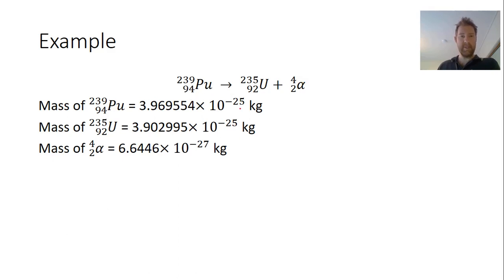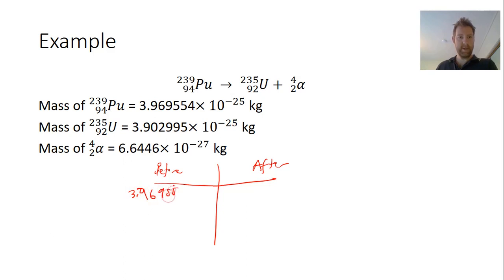Now, the actual atoms of this weigh this much. They're tiny, 3.9 by 10 to the minus 25, that's 0.00025 zeros, 39 kgs. So each atom, each nucleus, is minuscule. So what I do is I look at my befores and I look at my after. So my before is just the plutonium, so that's 3.9695 by 10 to the minus 25.